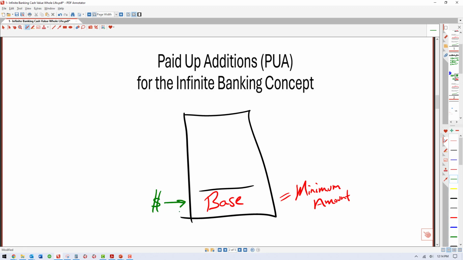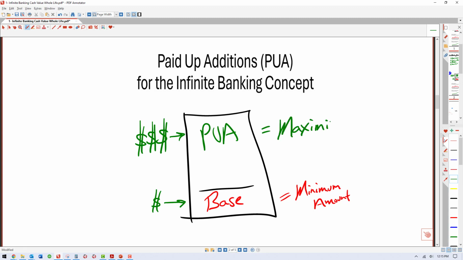Now, most life insurance agents out there, they'll want to put all of your premium into base, or as much of your premium as possible, because as life insurance agents and advisors, our commissions are paid on base premium. So the more base premium you put into a policy, the higher the commission for the agent. The proper way to structure an infinite banking design is by adding a Paid Up Additions rider, PUA. We want the majority of your money going into PUA so that you maximize your cash value.